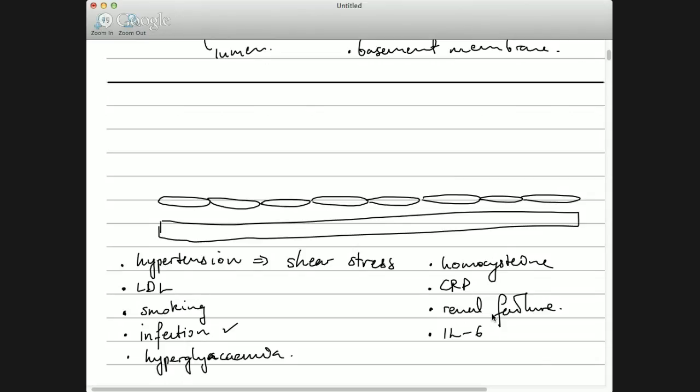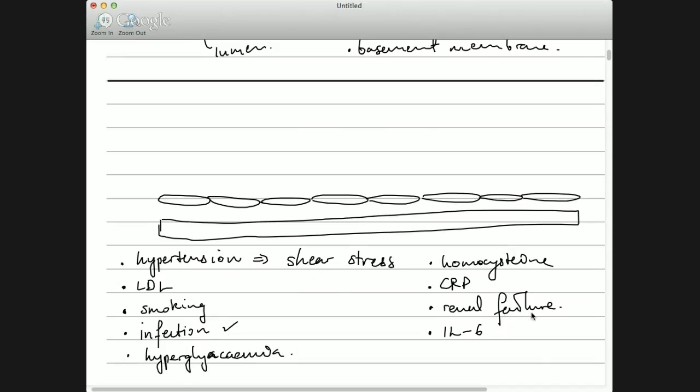Yeah, and interleukin-6 is one of the big mediators of that. Interleukin-6 itself is an endothelial irritant. Okay, that makes sense. So these are the different causes of endothelial injury. Now let's start with endothelial injury and see how the endothelium responds to that.